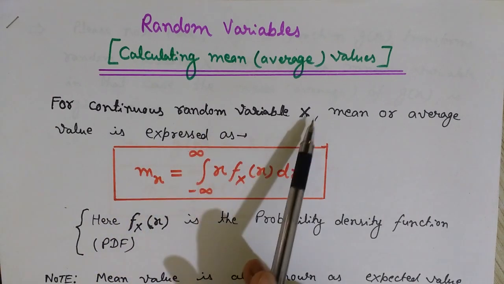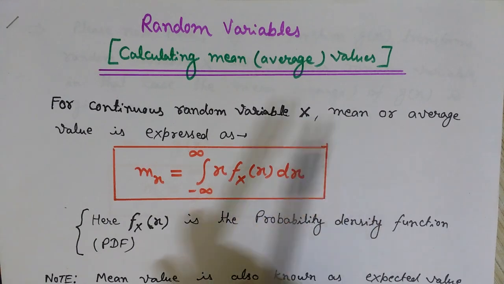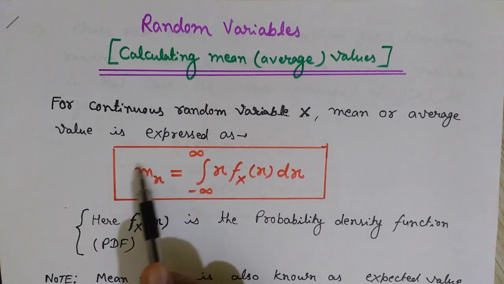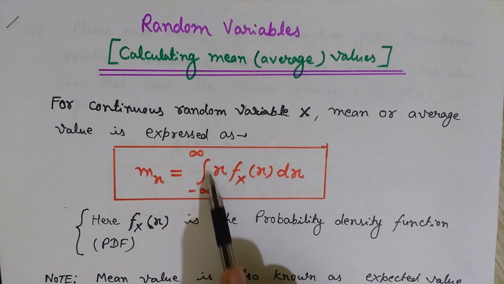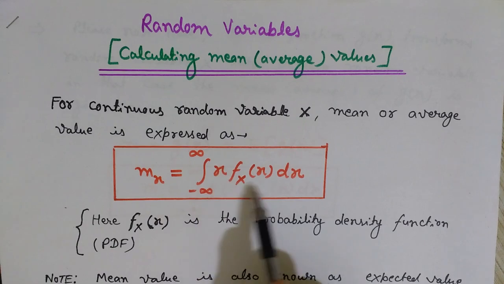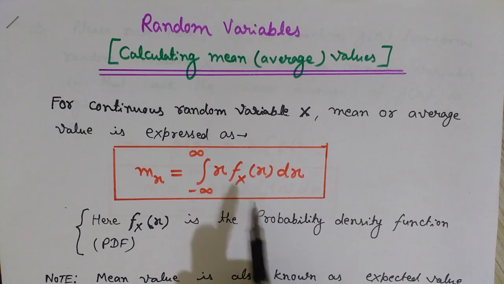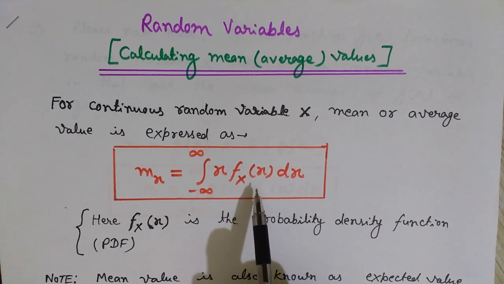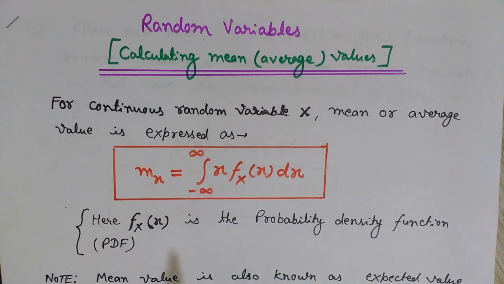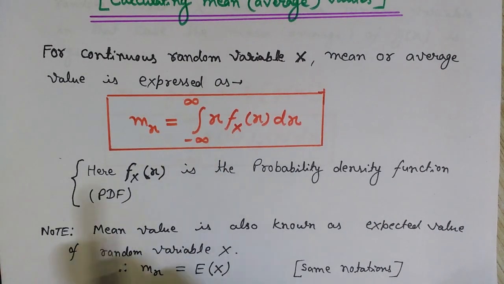For a continuous random variable x, I want to find its mean value, or the average value. This is the formula to calculate the mean value. This is the notation m_x, and the integral from minus infinity to infinity of x f_x(x) dx. Here f_x(x) is the probability density function. We have discussed the probability density function in the previous video lectures. You can watch those videos if you do not know what a probability density function is. By using this formula we can easily calculate the mean value of the random variable x.